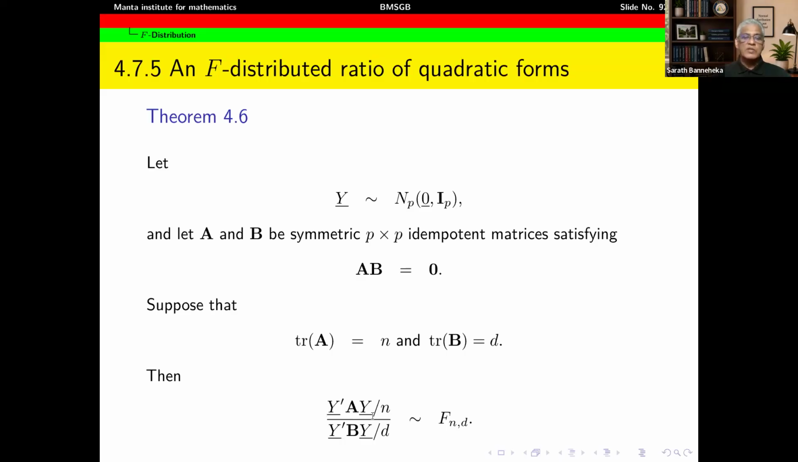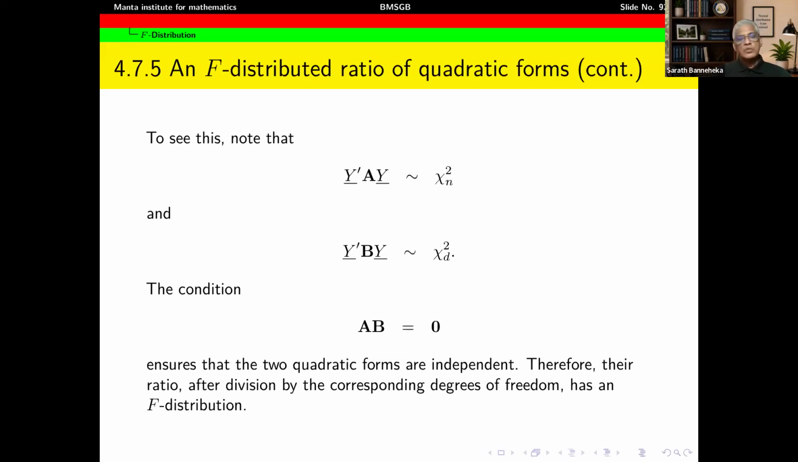Right. So what we have here is a chi-square n random variable divided by its degrees of freedom divided by a chi-square d random variable divided by its degrees of freedom. When the two random variables are independent, it has an F distribution with n and d degrees of freedom. Right. So this is the explanation of that. I have already done it, so I will just keep it a few seconds for you to see it.